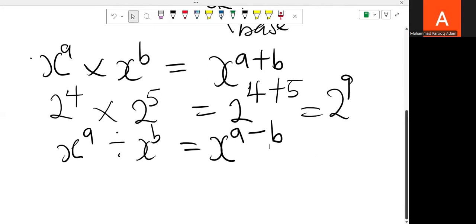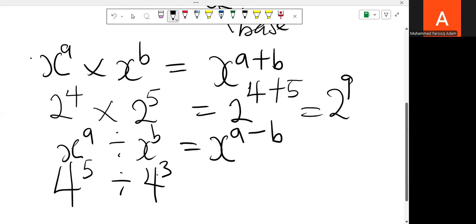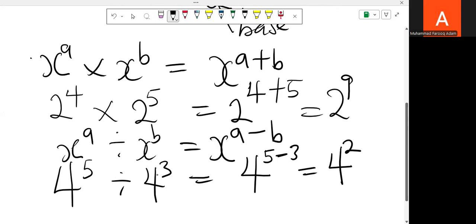So a clear example of this is 4 raised to the power of 5 divided by 4 raised to the power of 3. I'm actually using a different base, a different number, so you don't think that 2 is the only base. It's not the only base. It equals 4 to the power of 5 minus 3, which gives you 4 raised to the power of 2. I believe that you get that clearly.